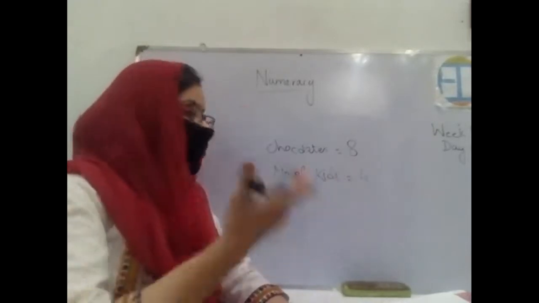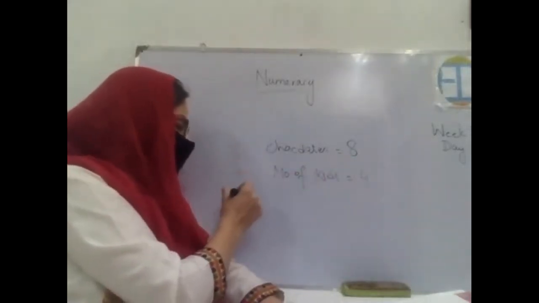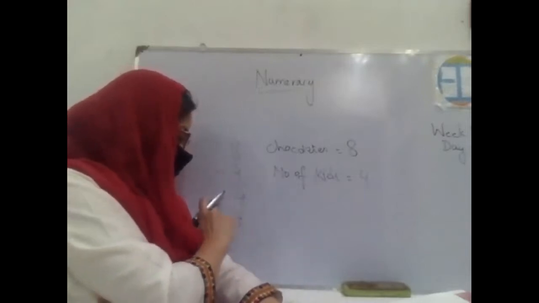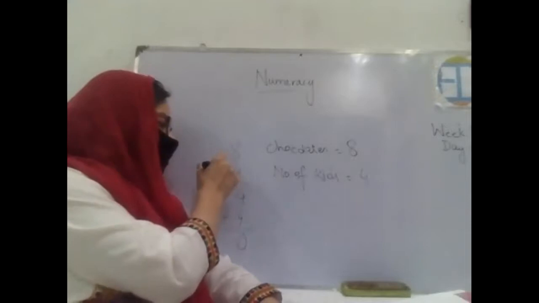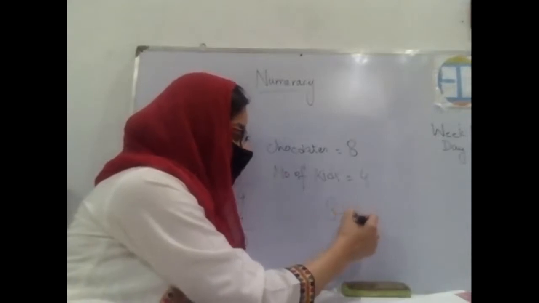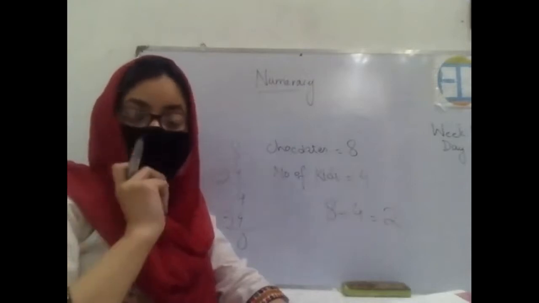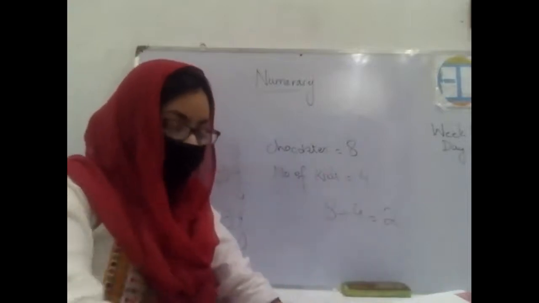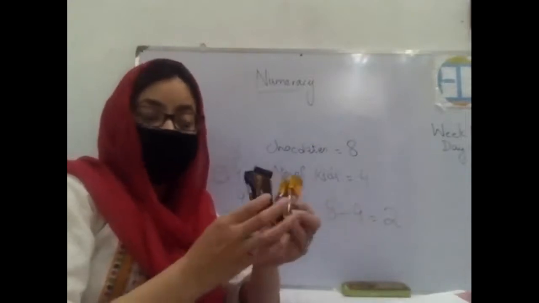In order to get the answer, we will keep on subtracting 4 from 8. So 8 minus 4, 4. 4 minus 4, 0. How many times have we subtracted? 1 and 2. This means that when we divide 8 by 4, the answer is 2. When we have 8 chocolates and we want to divide them among 4 kids, every kid will get how many chocolates? 2 chocolates.